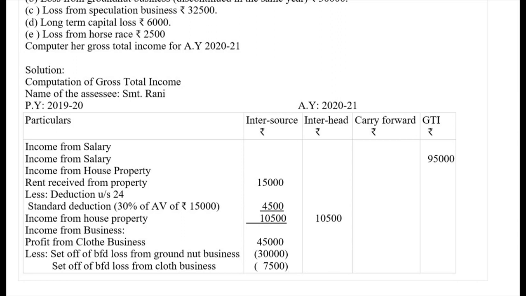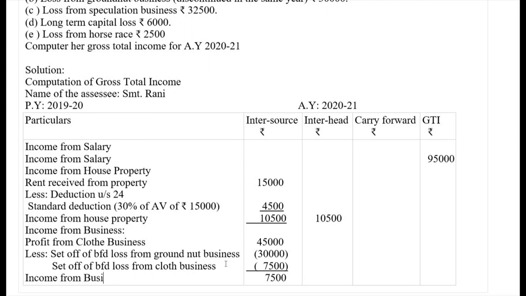So now let's underline here. So the difference, now let us see. So there will be remaining 7,500. So this is what we get here, income from business.